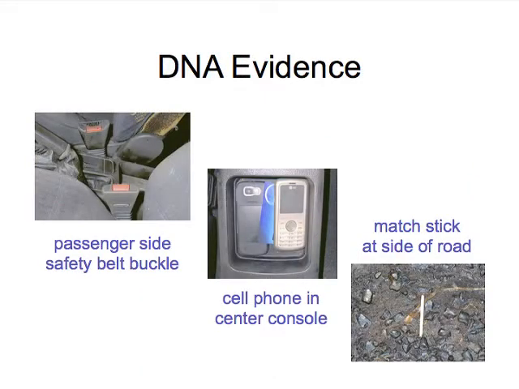The DNA evidence consisted of swabs that were taken from a passenger side belt buckle inside the car, mobile phones that you heard about that were in the center console, as well as matchsticks that were found in the car, but the DNA evidence that I'll be talking about was a matchstick found on the side of the road.